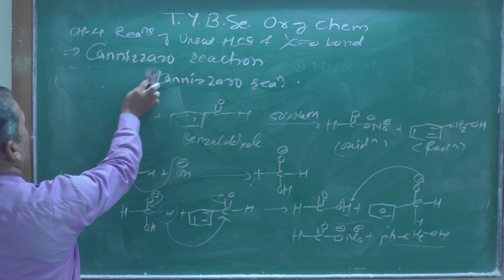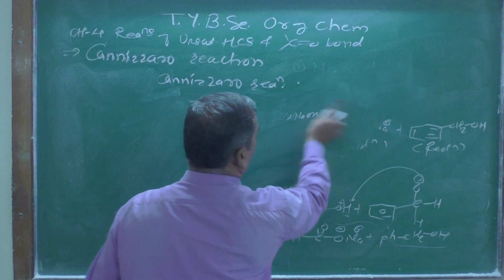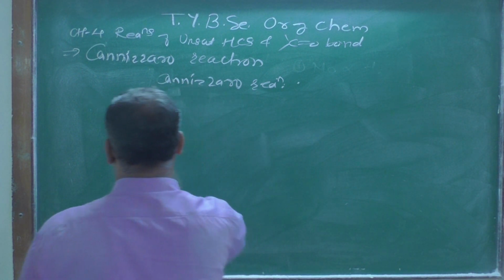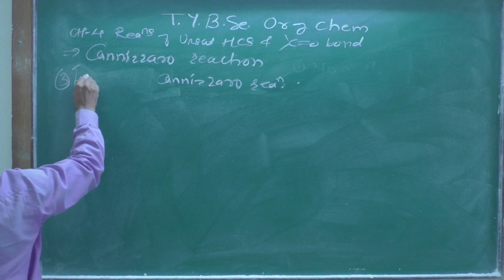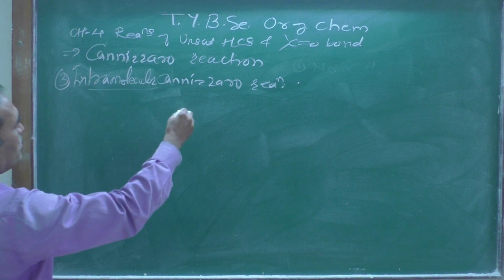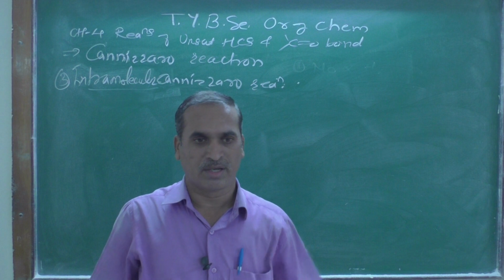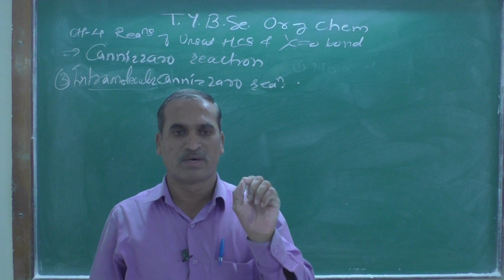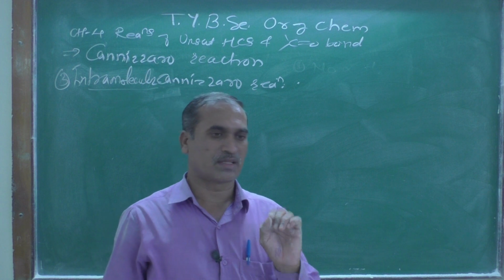Now let us look at the third one. Third one, as we know, is the intramolecular Cannizzaro's reaction. Here is the same criteria again: no alpha hydrogen atom, then self oxidation reduction, and third one, what is that? Strong alkali is used, right? These are the three criteria.